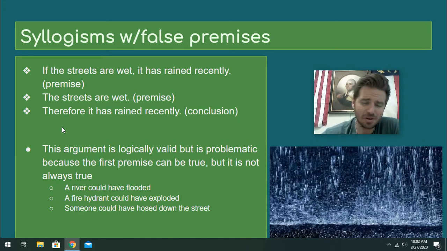A false premise is a premise that is not true. Now, it doesn't mean that it can't be true, but it's not always true. And this is another issue with the syllogisms in Aristotelian logic: you can't quantify it. It's kind of all or nothing. It's absolute, and so that's where the issues come. So let's look at our explanation right here. This argument is logically valid.